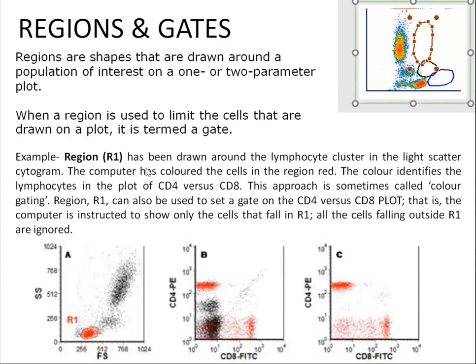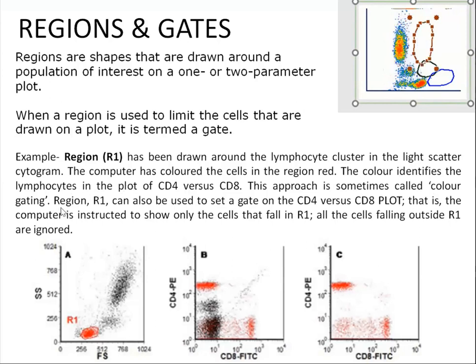For example, here you see region R1 has been drawn around the lymphocyte cluster. Mostly people call this gating. That is not gating. R1 has been drawn around the lymphocyte cluster in the scatter plot. The computer has colored the cells in the region. Whenever you draw a region around a population of interest, the color of those cells changes across all the plots automatically. I'll show you during the analysis. The computer has colored the cells in region red. The color identifies the lymphocytes in the plot of CD4, CD8. This approach is sometimes called color gating.